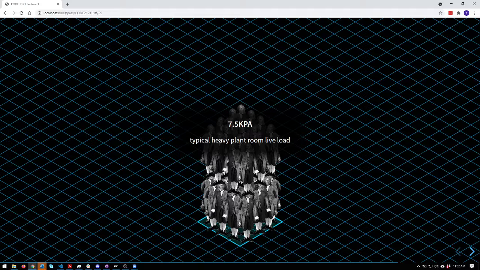Typical heavy plant rooms. So these are the large air conditioning units for buildings, generators, electrical capacitors and distributors in buildings. They're very, very heavy pieces of equipment, and we have to consider that they're going to be exerting quite a lot of force on that floor.